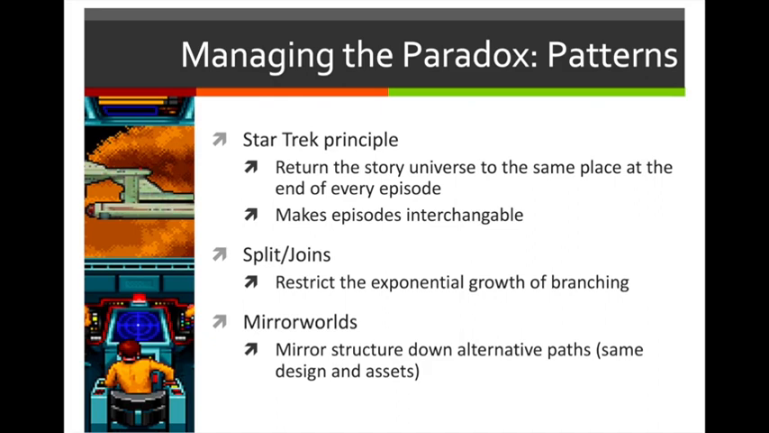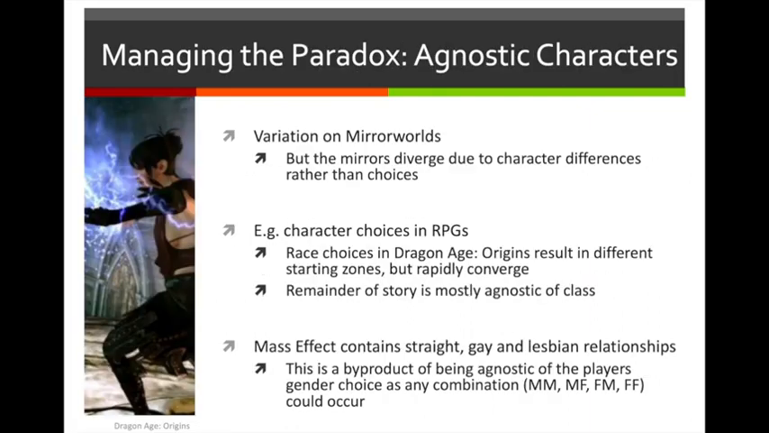Well, there's a number of ways of doing it. So you can use patterns. So you can use the kind of Star Trek principle. At the end of every episode, you return the story universe to the same place. So episodes are interchangeable. You can use split joins, and we've just seen how The Walking Dead used split joins to restrict the potential exponential growth of branching. And mirror worlds, again, we've just seen how The Walking Dead used mirror worlds to manage the narrative paradox. And of course, the value of mirror worlds is you use the same design and the same assets and the same environments for both versions of the story. It's just that there are some minor differences in those versions depending on the choices that people have made.